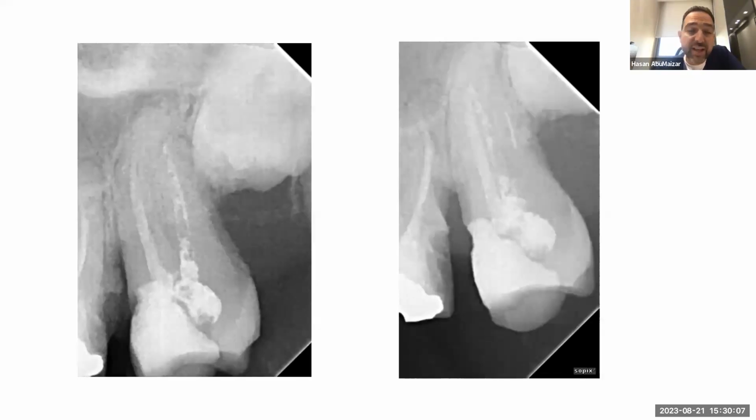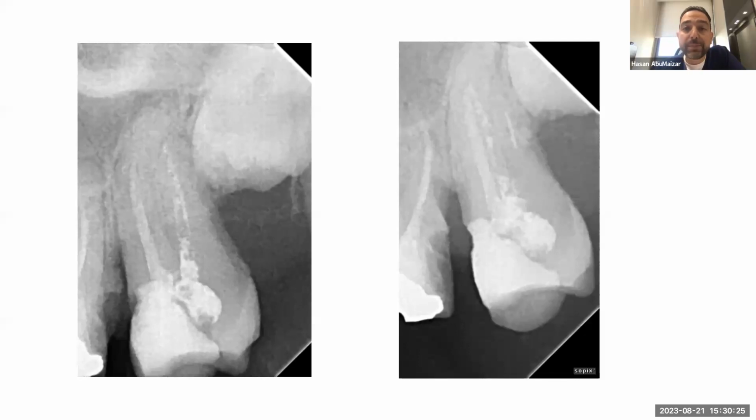This is a case I saw yesterday, a retreatment case that was referred to me for the retreatment of an upper 7. I thought it was a straightforward case. When I took an angled X-ray, as you can see, I realized that there's a separated instrument hidden in there.